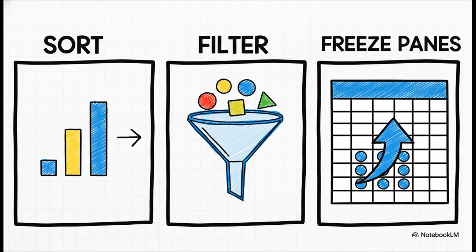With just a couple of clicks, you can sort your data from A to Z, you can filter it to show only the specific things you need, or, and this solves our scrolling problem, you can freeze panes to lock those headers right in place. All of a sudden, that giant, overwhelming table becomes perfectly manageable.